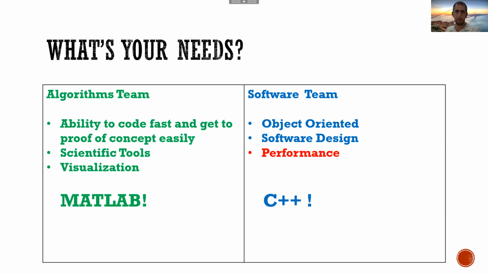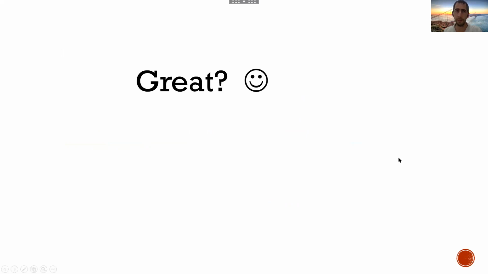Okay, no problem. Algorithm team will write their sophisticated algorithm in MATLAB. Software team will write their code in C++. Great. I would ask you this question, if it's great or not, but this is a recorded session, so I will answer it by myself.